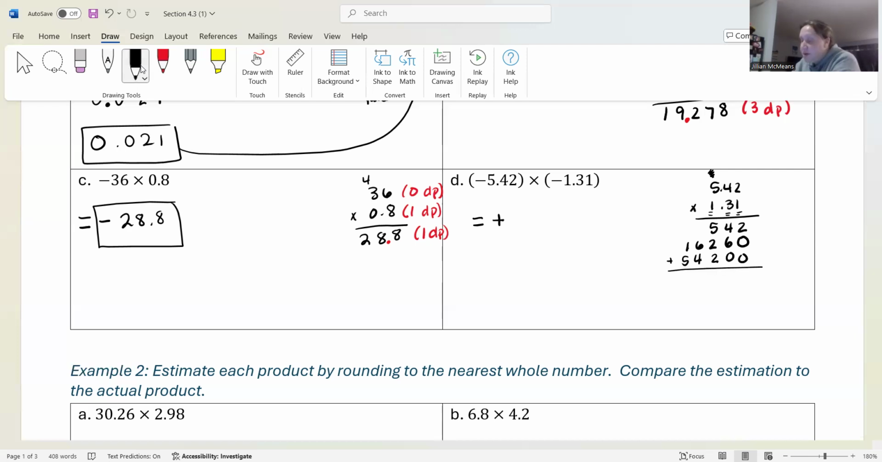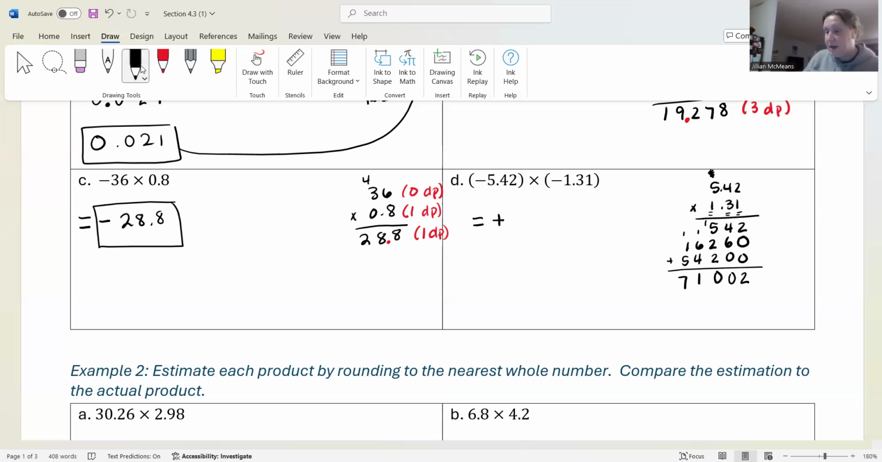So let's see, 2 plus 0 plus 0 is 2. 4 plus 6 plus 0 is 10, so I keep a 0, carry a 1. 1 plus 5 is 6, plus 2 is 8, plus 2 again is 10, so I keep a 0, carry a 1. 1 plus 6 is 7, 7 plus 4 is 11, so I keep a 1, carry a 1. And then 1 plus 1 is 2, plus 5 is 7.